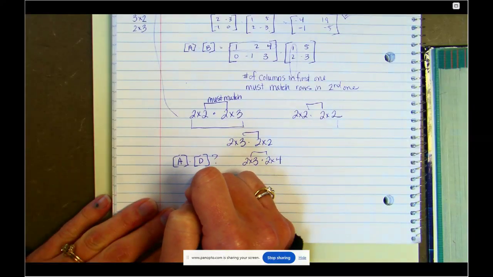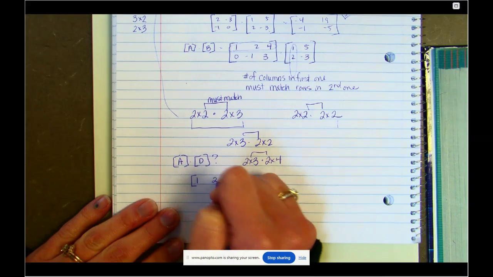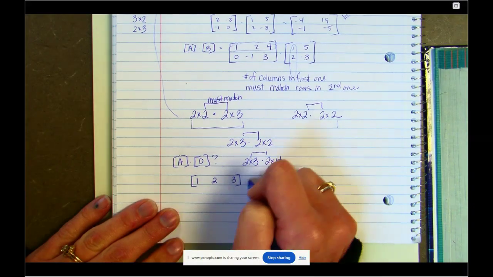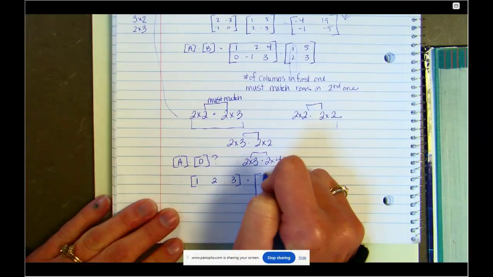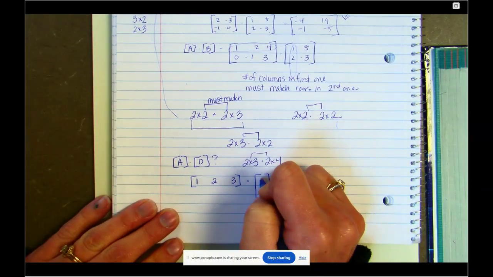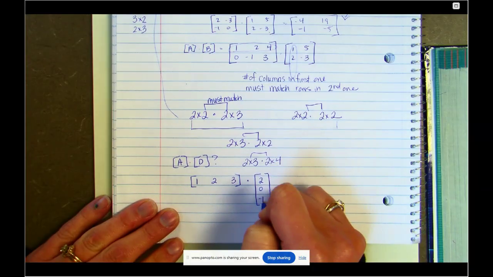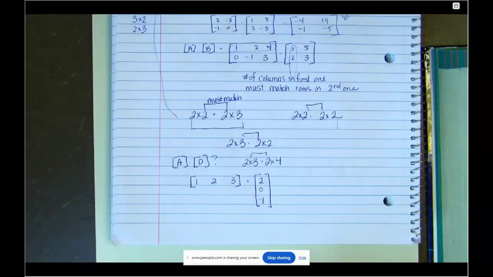Just a second, I've got to think about this. I'm going to give you one more here. My question is, can you multiply those two matrices? You can multiply those matrices. What will be the size of the answer? It's a 1 by 1, right?